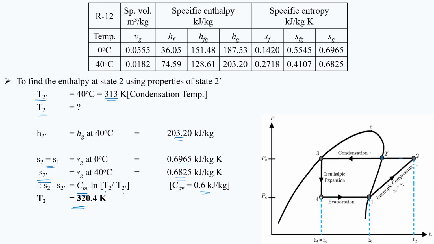That is, compared to the condenser, it is slightly higher by 7 degrees Kelvin or 7 degrees Celsius. That is, there will be slight superheating. So since we know the temperature at T2, the enthalpy at 2 can be calculated by knowing the enthalpy at 2 dash.